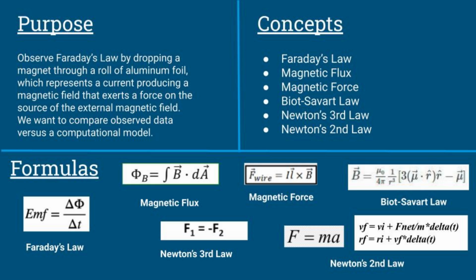The purpose of this lab is to observe Faraday's law by dropping a magnet through a roll of aluminum foil, which represents a current producing a magnetic field that exerts a force on the source of the external magnetic field. We want to compare observed data versus a computational model.